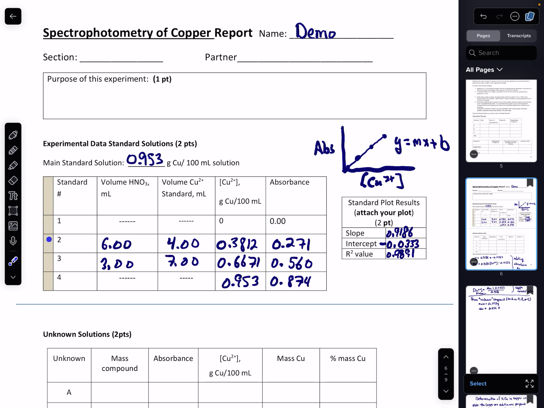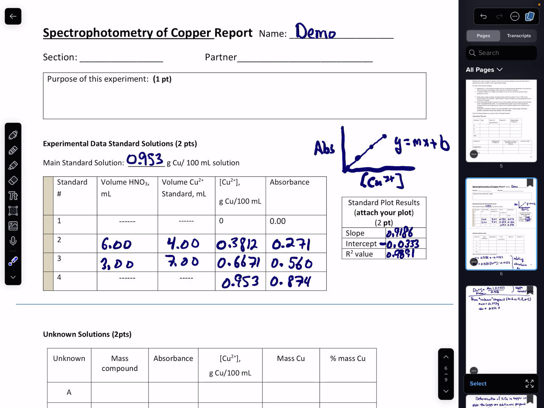And then there's three other samples. The fourth one is the copper standard that's provided, and that is given as 0.953 grams of copper per 100 milliliters of solution. And grams of copper per 100 milliliters of solution is the concentration unit we're using. And so the fourth solution is just that solution, so that's its concentration. And solutions 2 and 3 are made by diluting the copper standard by a certain amount of nitric acid. And those calculations are in a separate video where it shows how to make the standard plot.